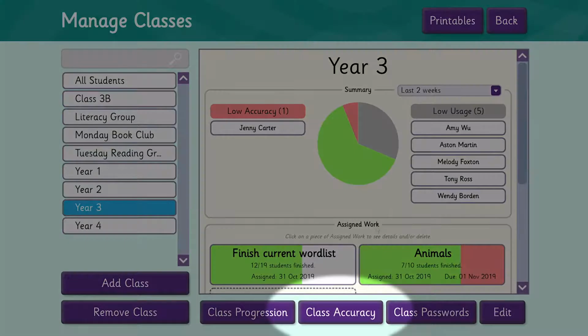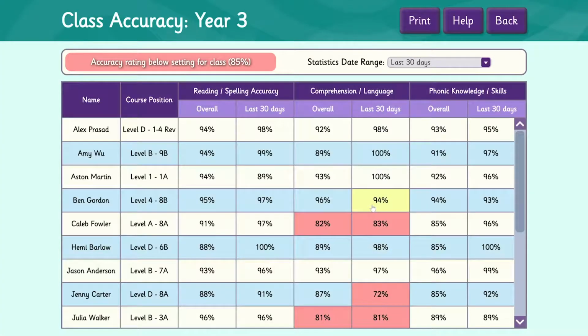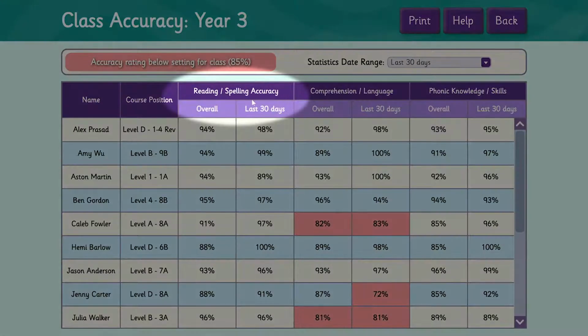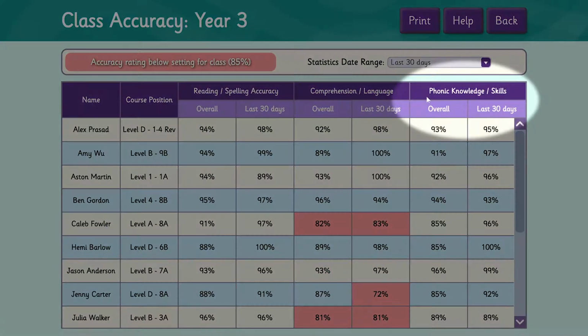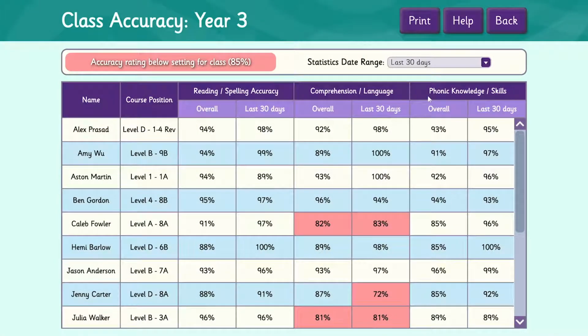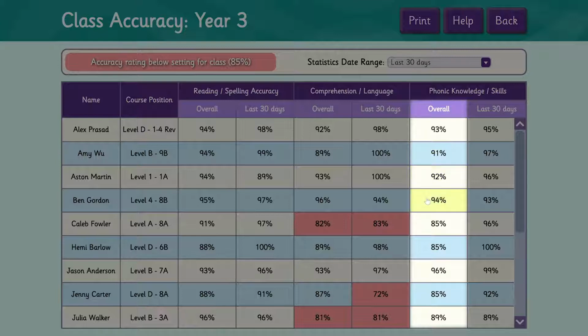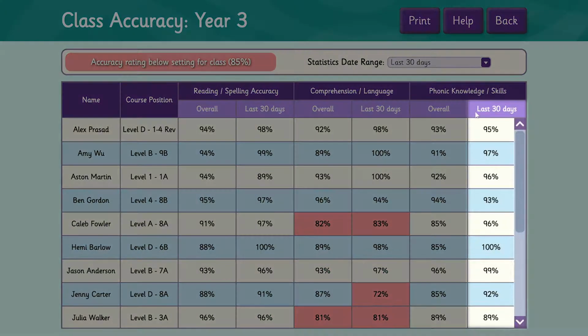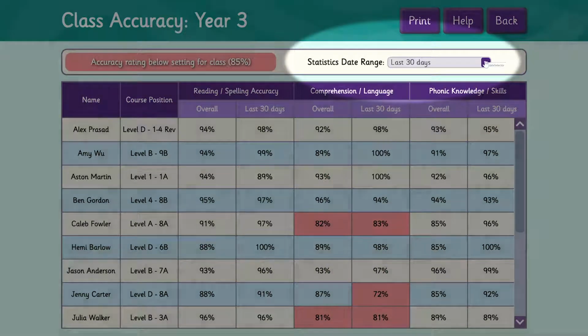Now we'll click this button to look at class accuracy. This screen shows us accuracy figures for 3 key areas: reading and spelling, comprehension and language, and finally phonic knowledge and skills. You're shown 2 percentages for each category. The first shows you the student's overall score for that aspect since starting on StepsWeb. The second column shows you their percentage accuracy for a selected time period. And you can change that time period by clicking here.